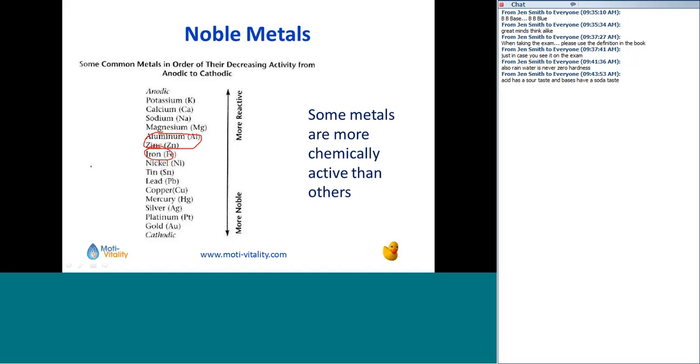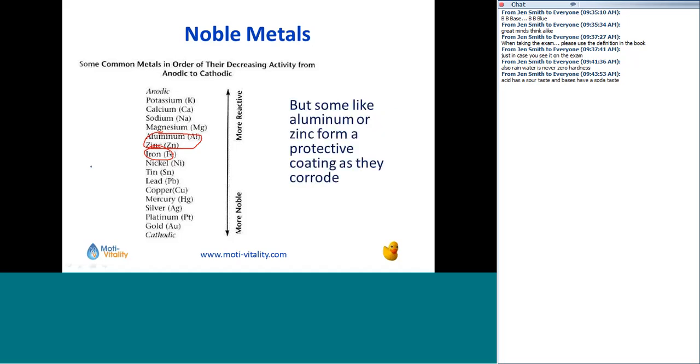Some metals are more chemically active than others, but some, like aluminum or zinc, form a protective coating as they corrode. So the corrosion itself protects against further corrosion. That's kind of important. You may see that again. Some metals, when they corrode, actually protect themselves from additional corrosion. They'll put a coating on themselves, and that coating continues to protect them.